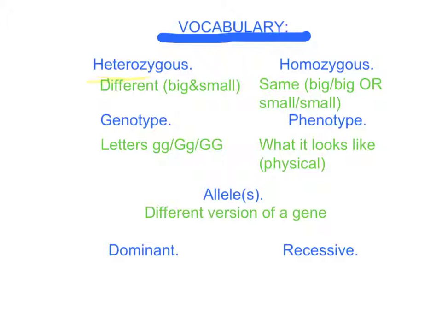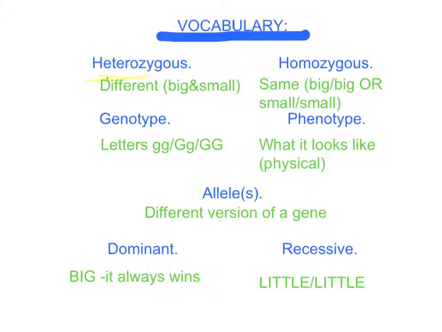Then the last two vocab words that you really need to know are dominant, which is going to be your big letters, and it means that it always wins, okay? Then you have recessive, which is your little letters. In order for something to be recessive, it needs to have two littles. That's very important. It will only show up if there's two, okay? There has to be two.